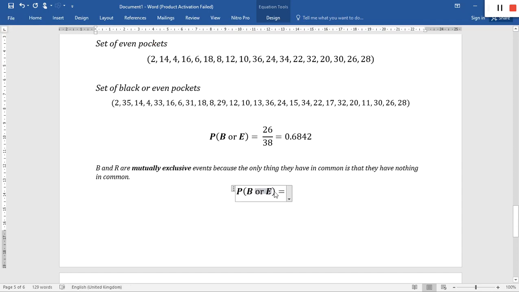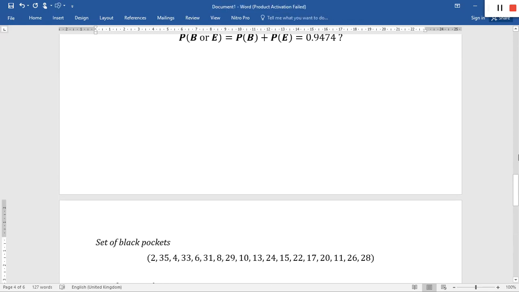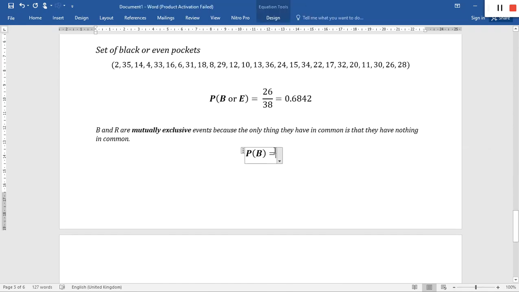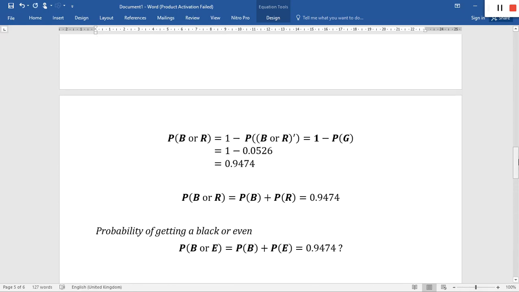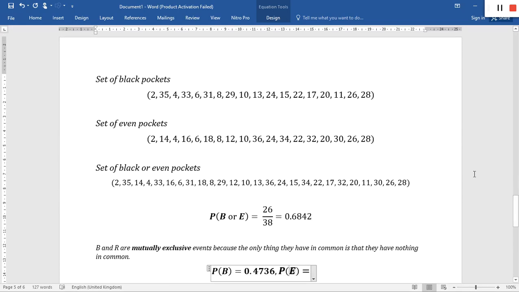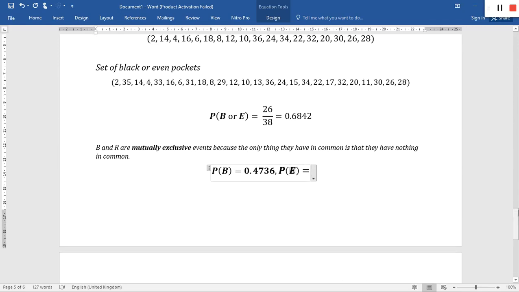So we already know that the probability of getting a black is 0.4736. And then we know the probability of getting an even, what's the probability of getting an even? Did we check that? We can use this. It's still the same, 0.4736, because it's 18 elements.